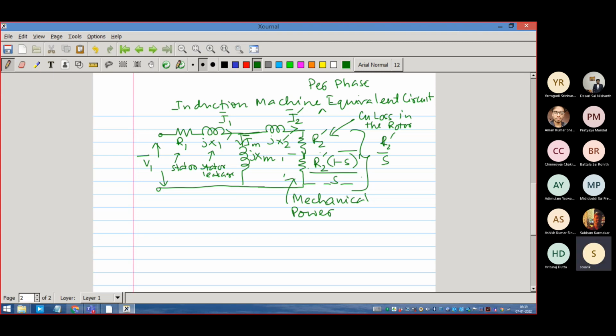So the total resistance seen by the machine on the secondary side is R2 dash plus R2 dash into 1 minus S by S, which is equal to R2 dash by S, right? So here R2 dash represents copper loss. That is the true resistance of the coil. This resistance, the R2 dash into 1 minus S by S, is not a physical resistance.